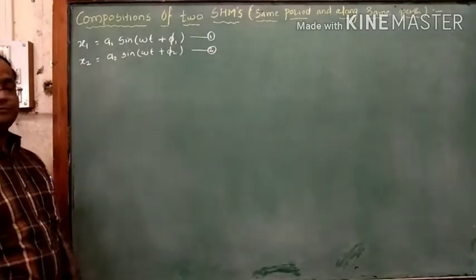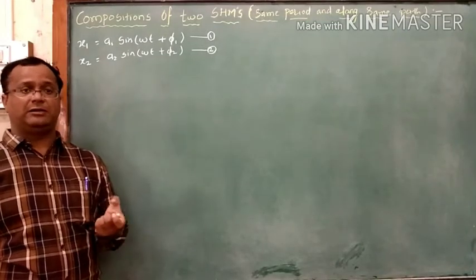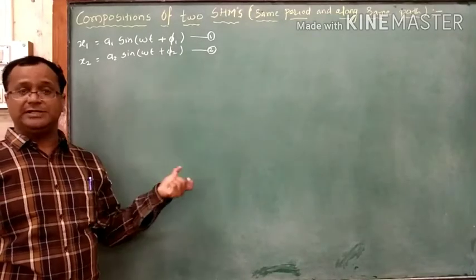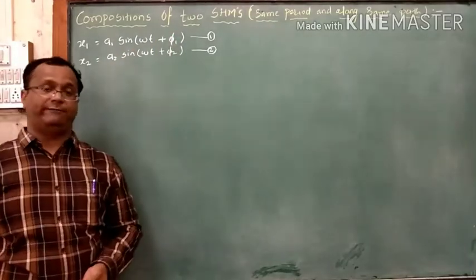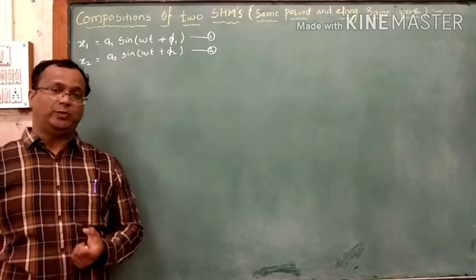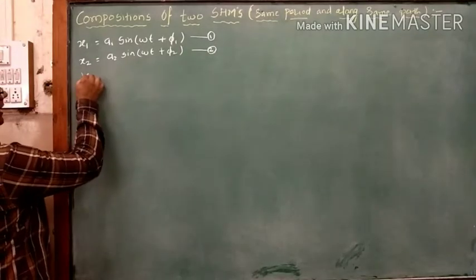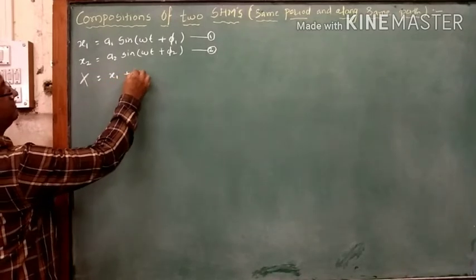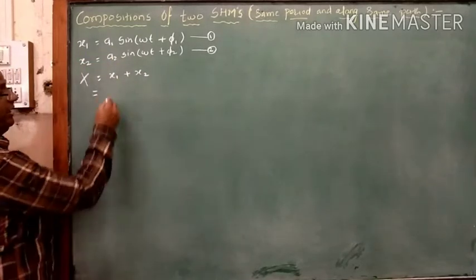Now these are the simple harmonic motions of a particle having the same time period. Their path is also the same, only their amplitude and phase are different. Then these two waves are superimposed, so from that we get the resultant wave. The resultant wave x is simply the addition, x1 plus x2. Now we substitute the values of x1 and x2.